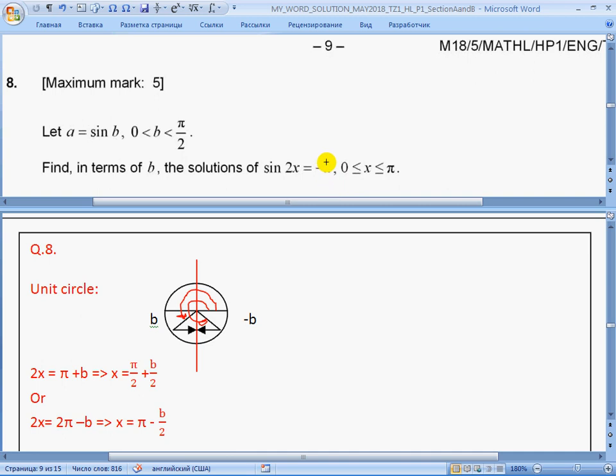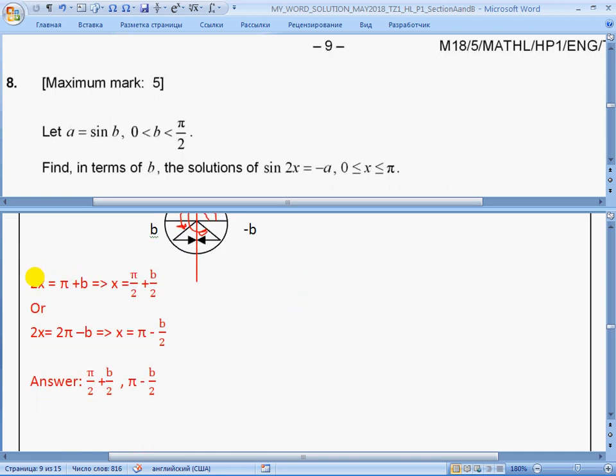So the value of sine minus b should be equal to the sine of our doubled angle. We don't care about the doubled angle, just some angle. Sine of some angle should be equal to sine minus b. So if this is minus b, this is the sine of minus b. It is possible for two angles, pi plus b and 2 pi minus b. So our angle 2x can be either pi plus b or 2 pi minus b. So solving, we get two solutions. So the question is done.